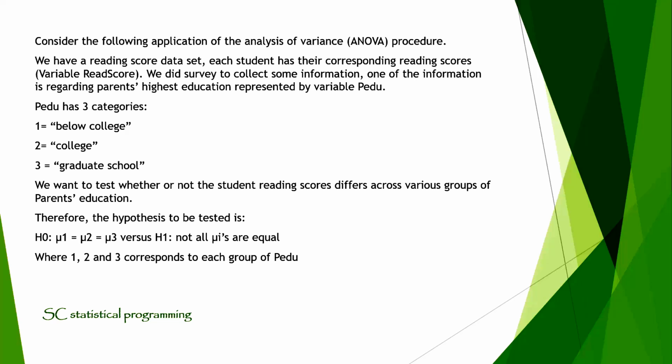We want to test whether or not the student reading scores differ across various groups of parent education. Therefore, the hypothesis to be tested is mu1 equals mu2 equals mu3 versus not all mu i's are equal, where 1, 2, and 3 correspond to each group of PEDU.